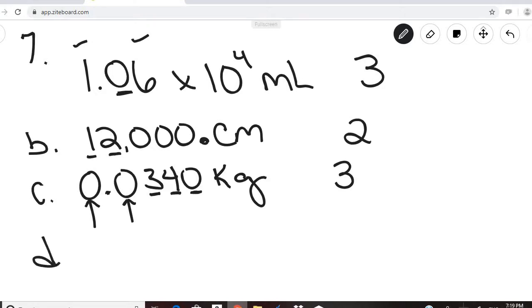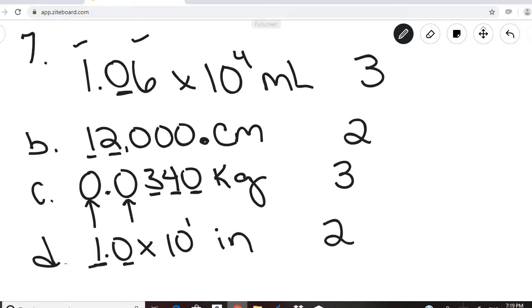And then for 7D, 1.0 times 10 to the 1 inches. The 1 is significant because it's not a 0, and this 0 is significant because it is to the right of the decimal place and at the end of the number. So with that, 7D has 2 significant figures.